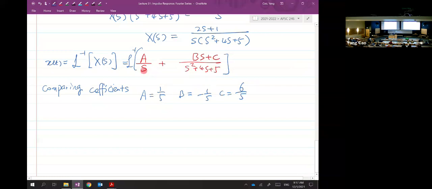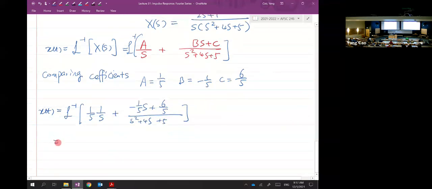The inverse of A over s is very straightforward. It's just A times u of t, right? So it's the inverse of this term. You have to manipulate a little bit, right? So x of t equals the inverse of 1 over 5 times 1 over s, plus negative 1 over 5 times (s plus 6) over (s squared plus 4s plus 5). Yes. All right, so let's see. How do I manipulate the second one?